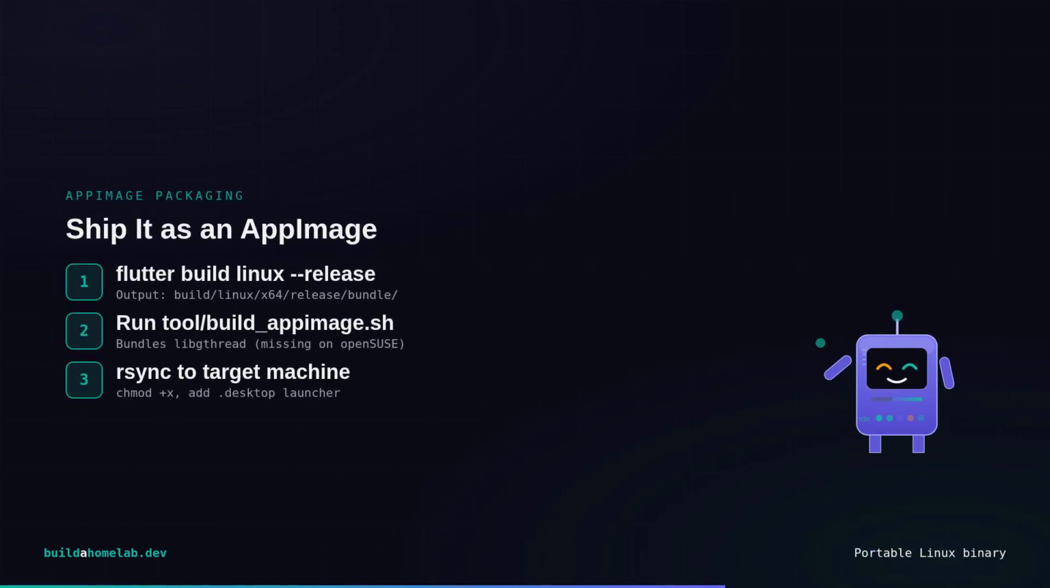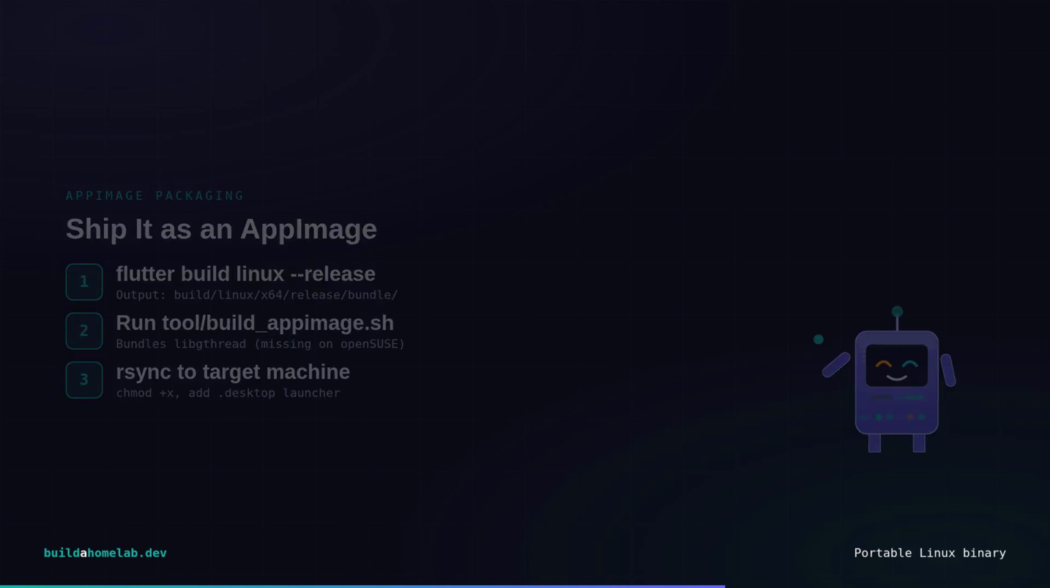Packaging as an AppImage makes the app portable. One file, no install. The build script handles a subtle gotcha: the Debian-built binary links against libthread2, which openSUSE Tumbleweed no longer ships. The script bundles it into the AppImage automatically. The final package comes in around 312 megabytes. Most of that is CEF, and it runs on any modern Linux desktop.